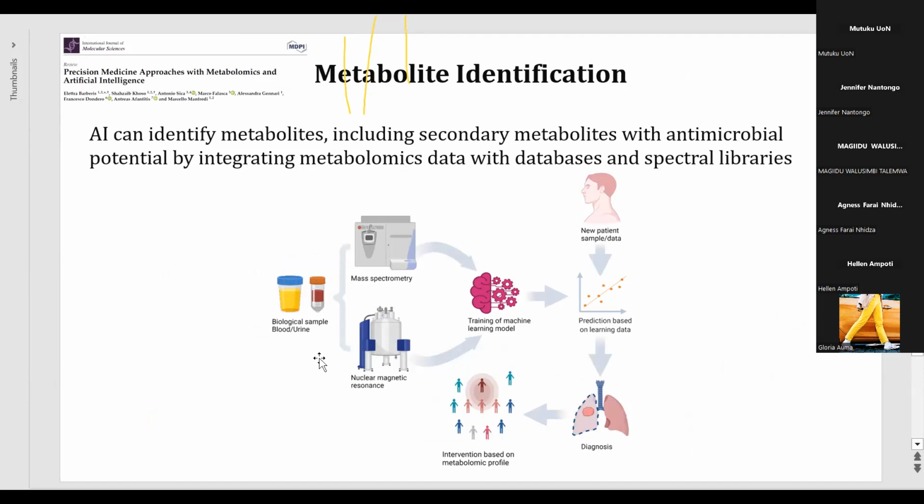which is used for the GCMS analysis. So you see, this is the biological sample. It can be blood or urine. Then you do the mass spec, that is GCMS, LCMS, NMR. And then now the machine is trained, okay? Trained. From here, you do the prediction of what these metabolites can be.